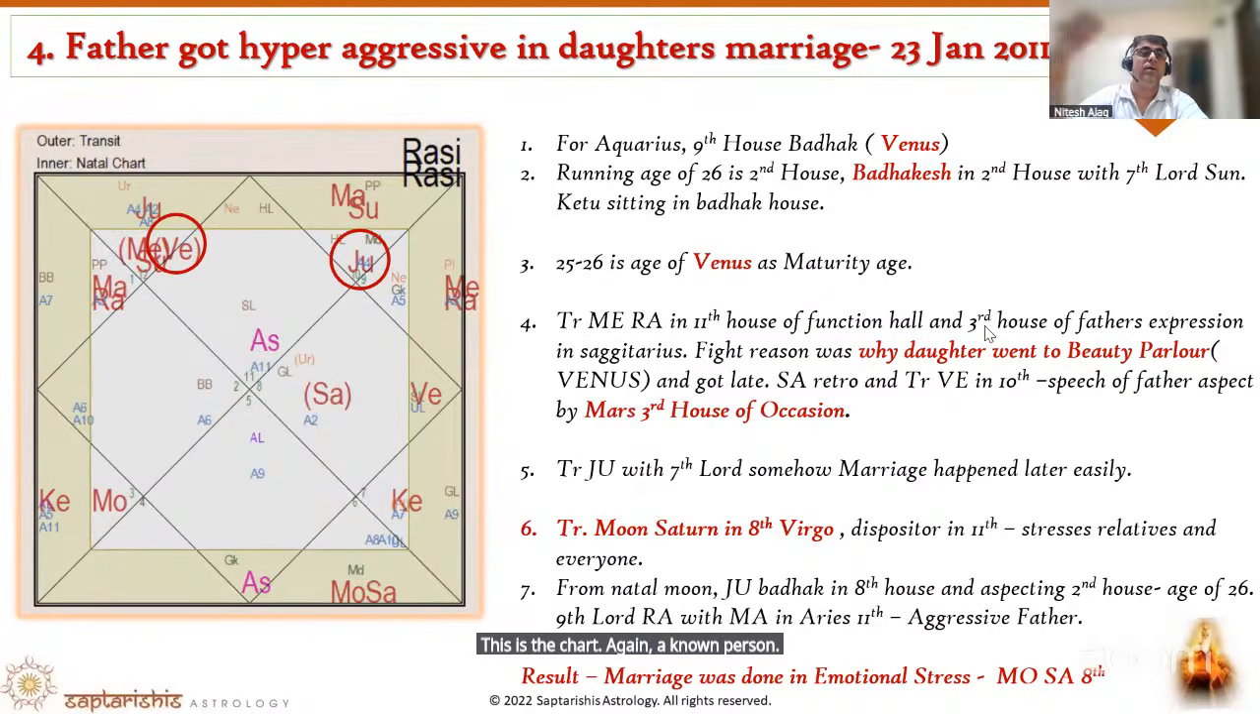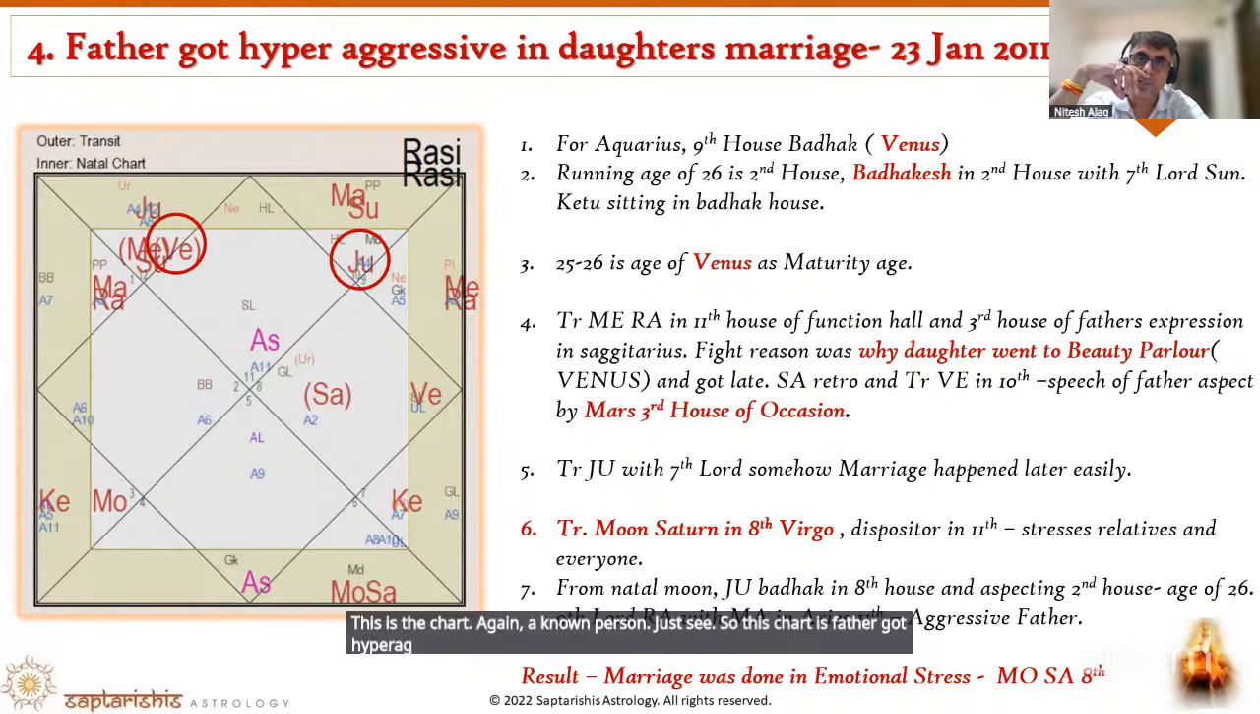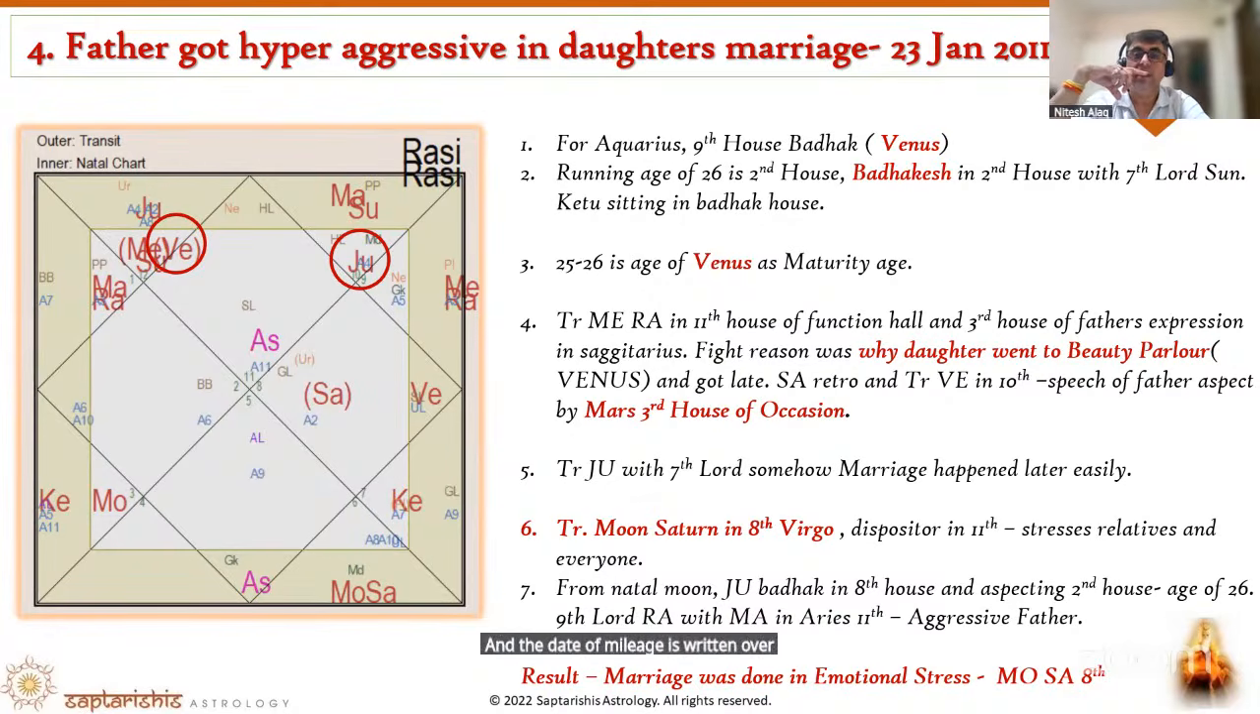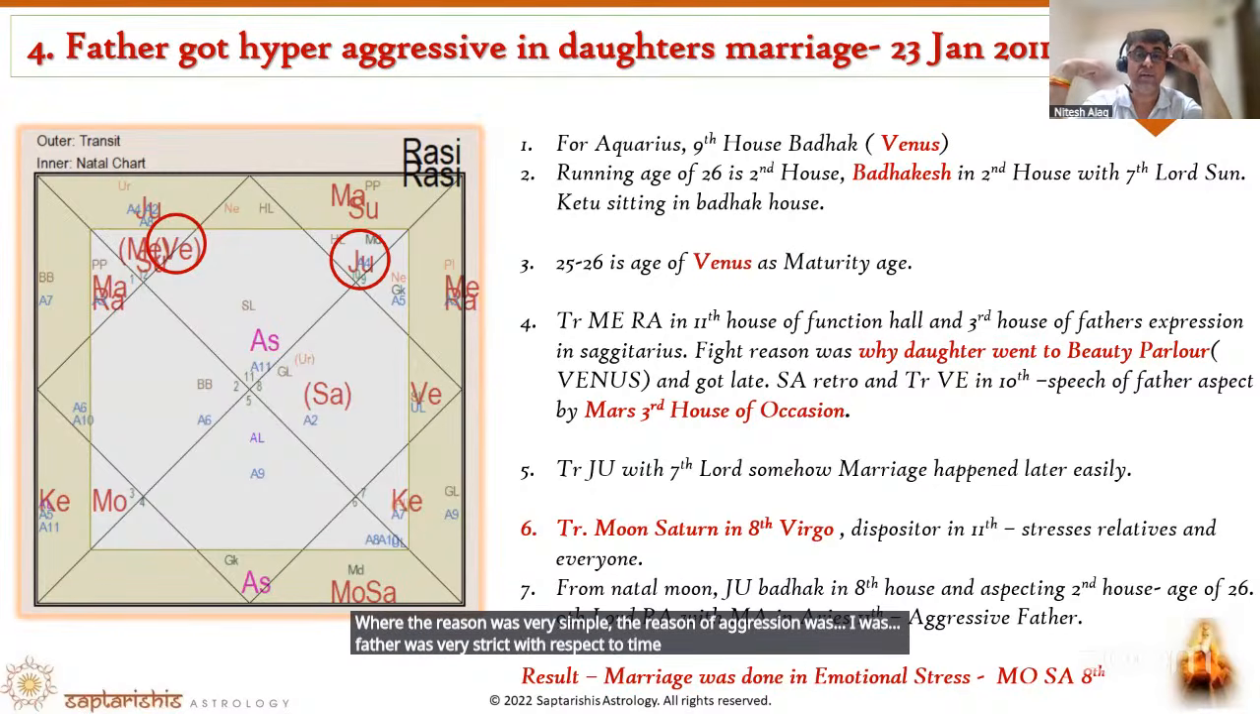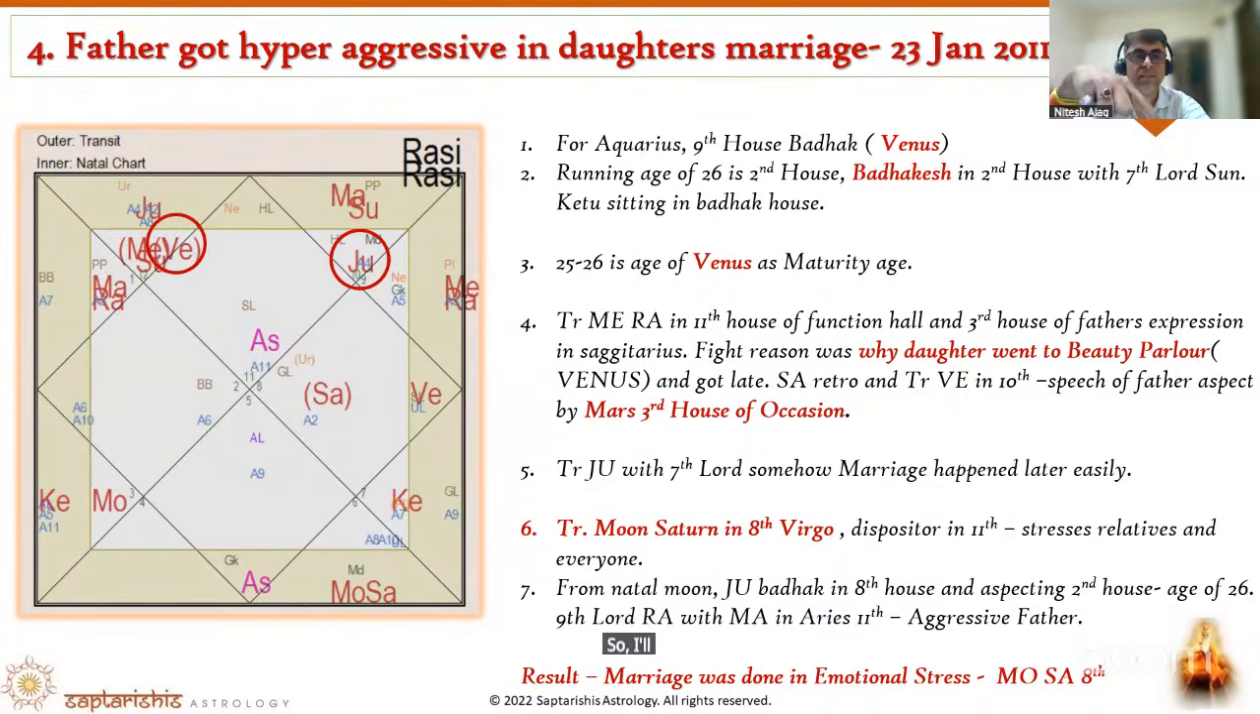Just see. So in this chart the father got hyper aggressive in his own daughter's marriage, and the date of marriage is written over there. The reason was very simple. The father was very strict with respect to time, and the reason for the aggression and the fight was why the daughter went to the beauty parlor. So I'll explain this chart. This is a beautiful chart for this particular case.